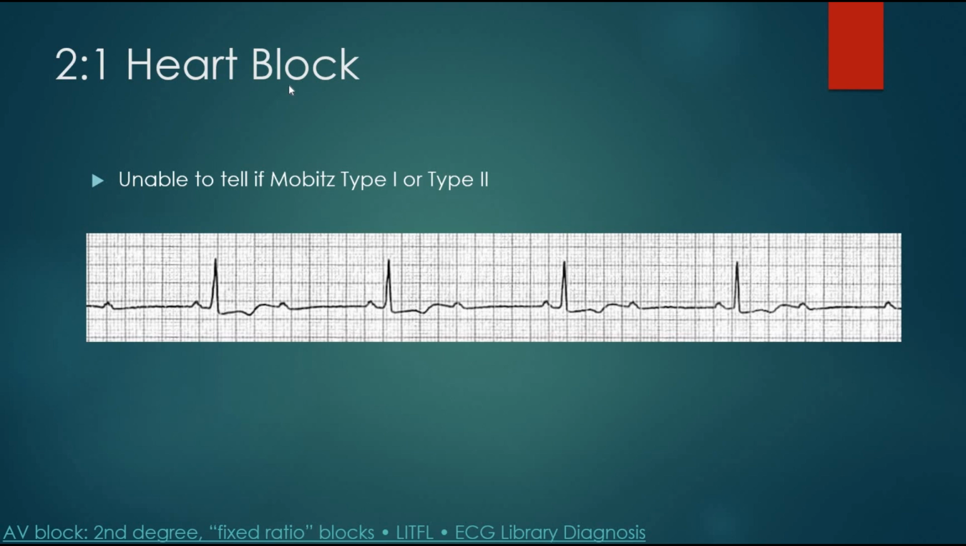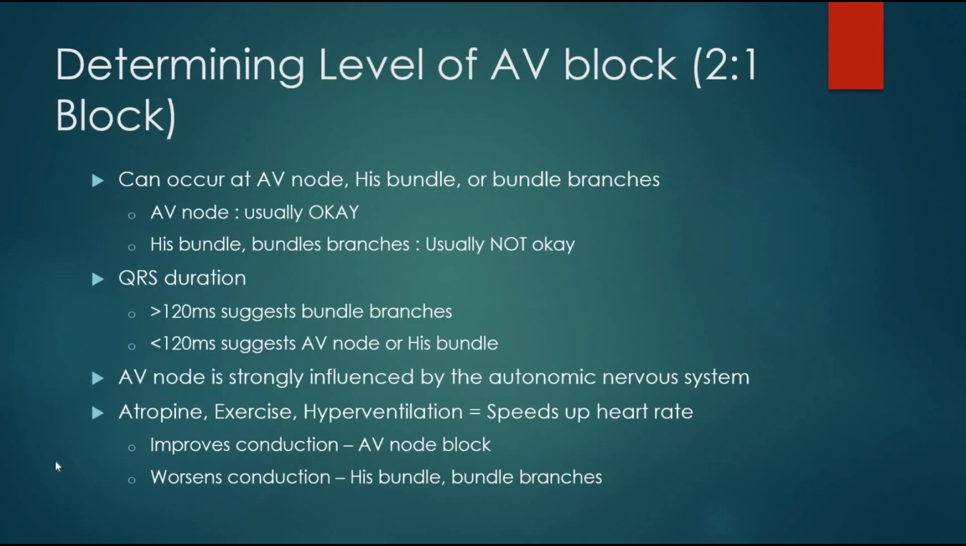Next, we'll talk about 2 to 1 heart blocks, and these are special because if you look at the strip, you can't tell if the PR interval is prolonging, because every other beat you have a dropped beat, so it's unable to tell if it's a Mobitz type 1 or Mobitz type 2. Next, we'll talk about how to determine the level of AV block in a 2 to 1 block.